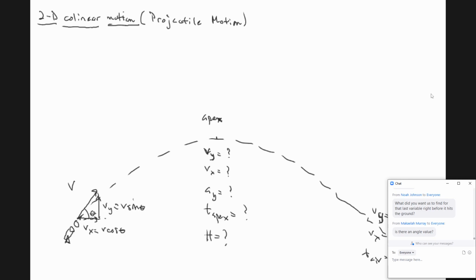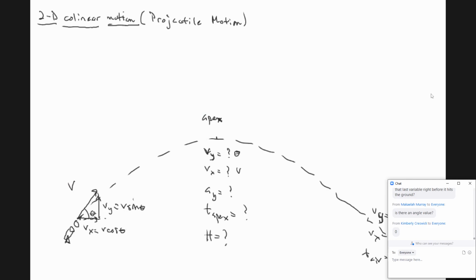Okay, in the interest of time, let's go through this. What's the velocity in the y direction at the top? Actually, let's start with the x first. Yeah, Kimberly's correct, it's 0 at the top. What's the velocity of the x at the top?